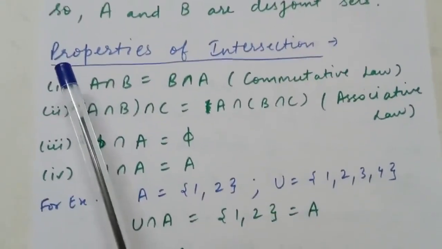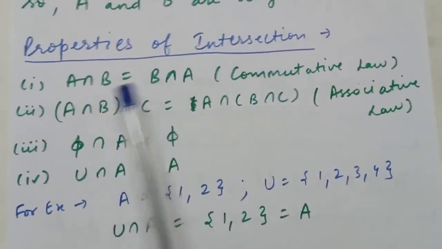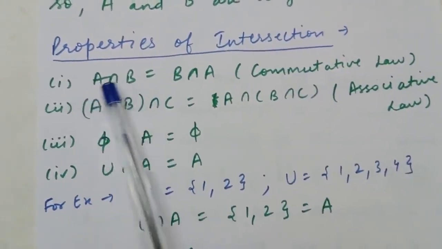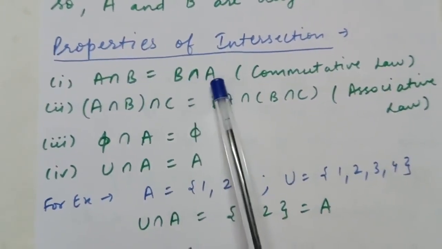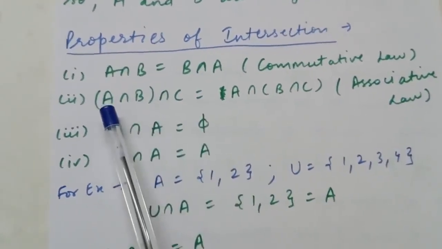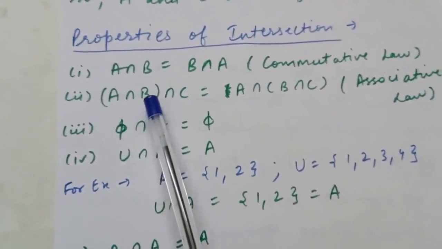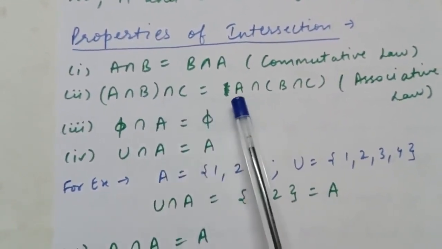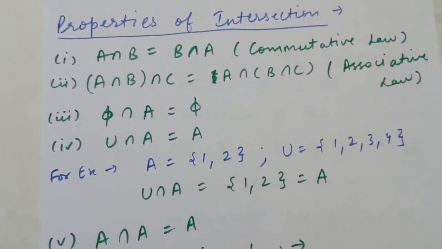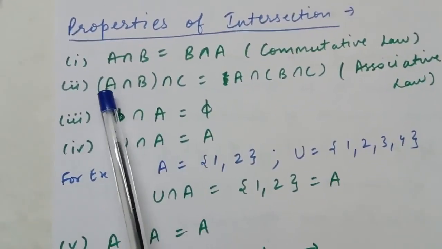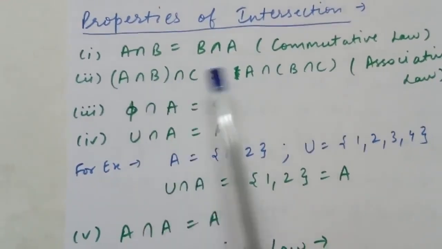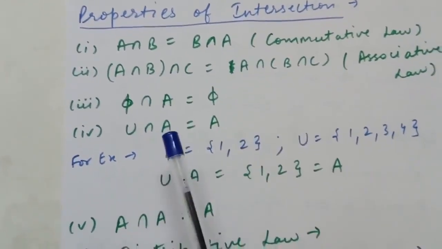Now, properties of intersection. The first property is the commutative law, like union, which says A intersection B is equal to B intersection A. The associative law is the second property, which says (A intersection B) intersection C is equal to A intersection (B intersection C). That is, if three sets are given to you, you can take the intersection of any two sets and then their intersection with the third set, right?